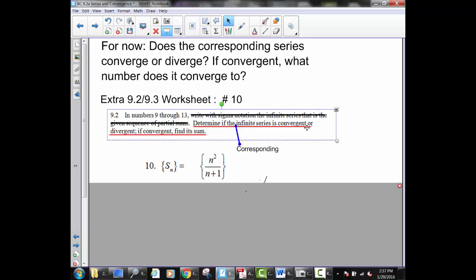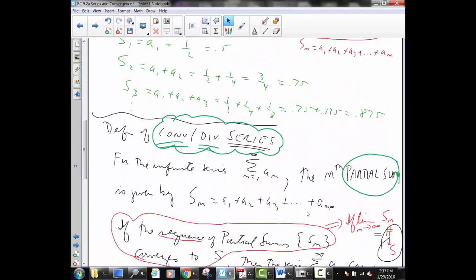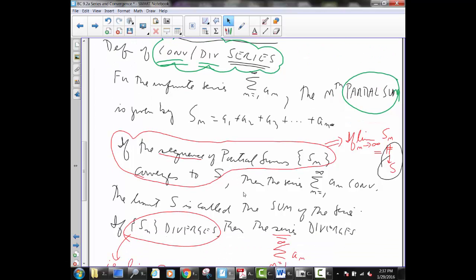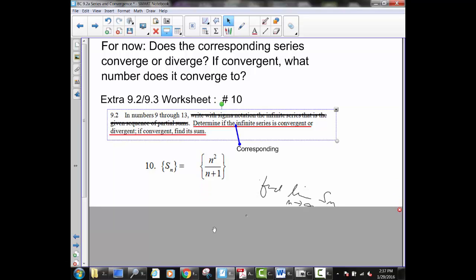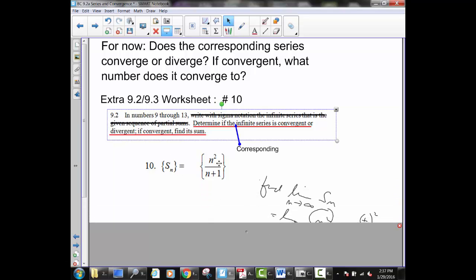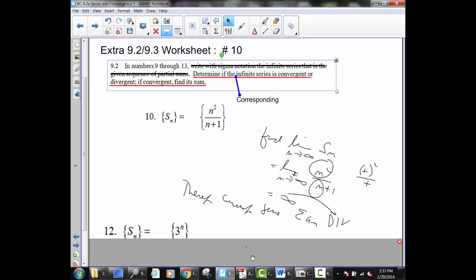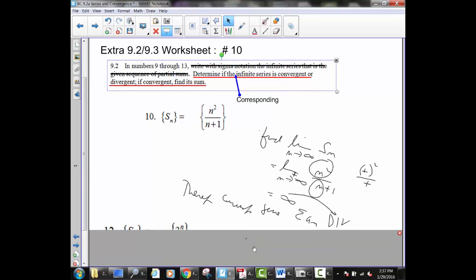Okay, so we're going to start with determine if the series is convergent or divergent, and that's using what we had right here on the previous page, which is if you find the limit as n goes to infinity of Sn, and you find that that converges to a number, then your series converges to that number. If it diverges, then your series diverges. Okay? So we're going to find the limit as n goes to infinity of our Sn, which is n squared over n plus 1. Turns out that that's infinity. Therefore, the sequence of partial sums diverges, hence the corresponding series, which we haven't found yet, also diverges.